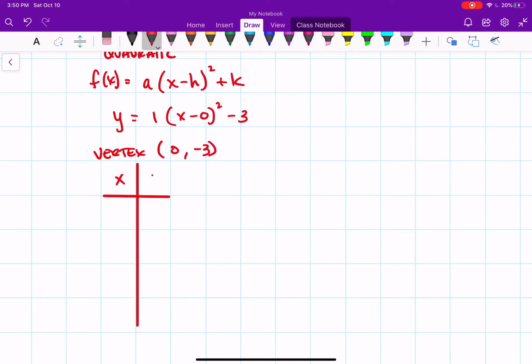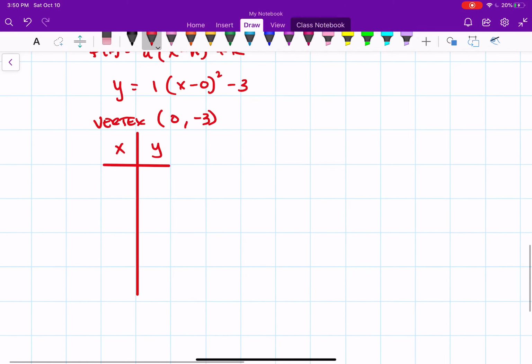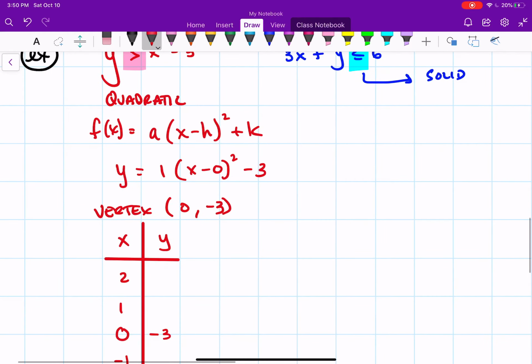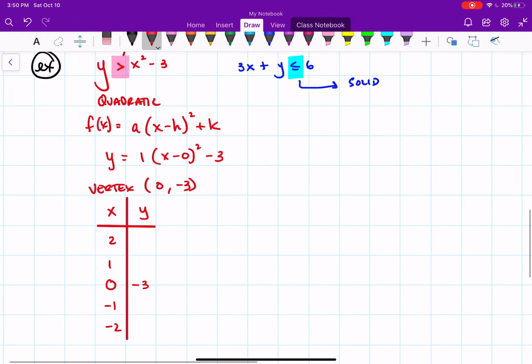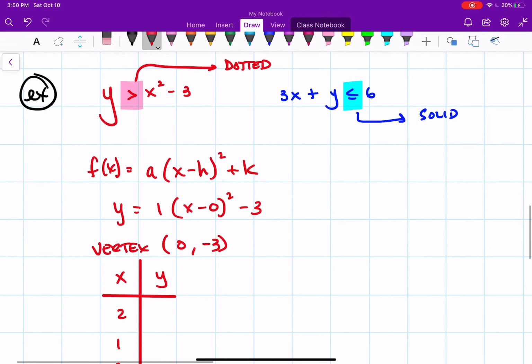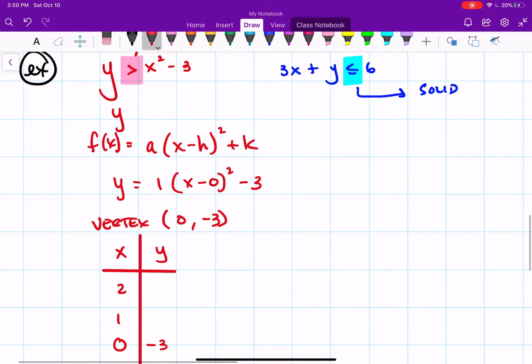So here's my x, here's my y, and I know my vertex is 0 comma negative 3, so I'm going to put 0 right in the center, and that's going to be negative 3. Two above it, two below it. Above it would be 1 and 2, below would be negative 1 and negative 2. So if I put a 1 in the equation, what would I get? Remember what I said before, I'm going to make this just a regular equation once I get the fact that it's dotted. So the regular equation would say y is equal to x squared minus 3.